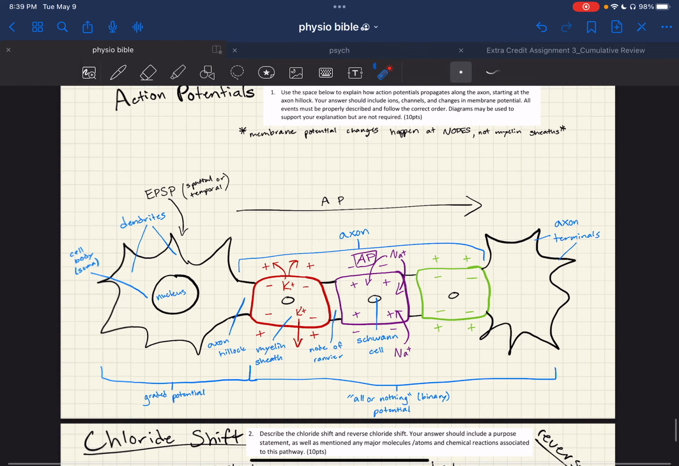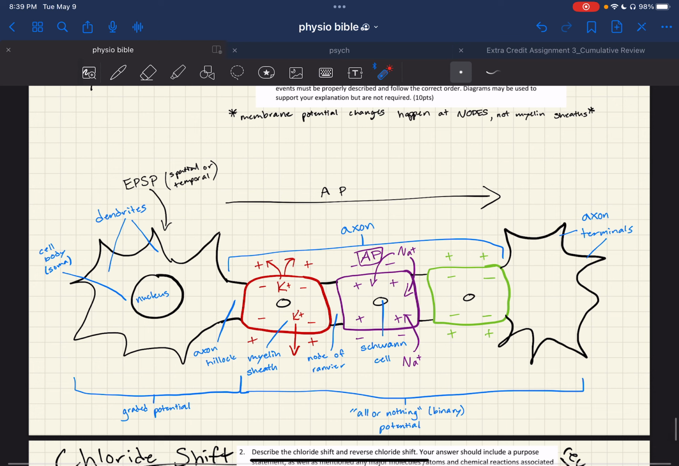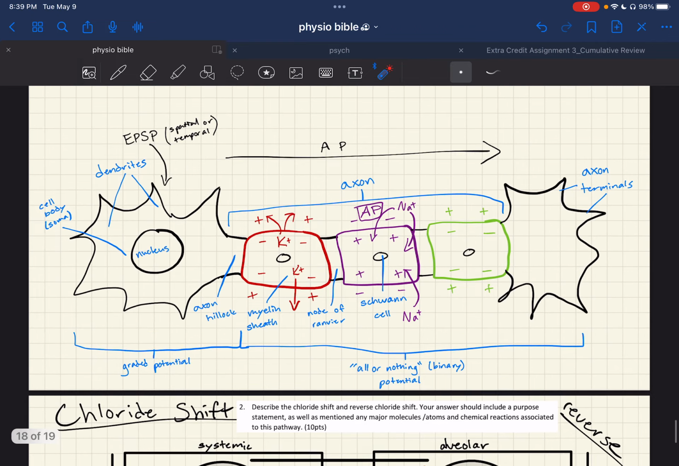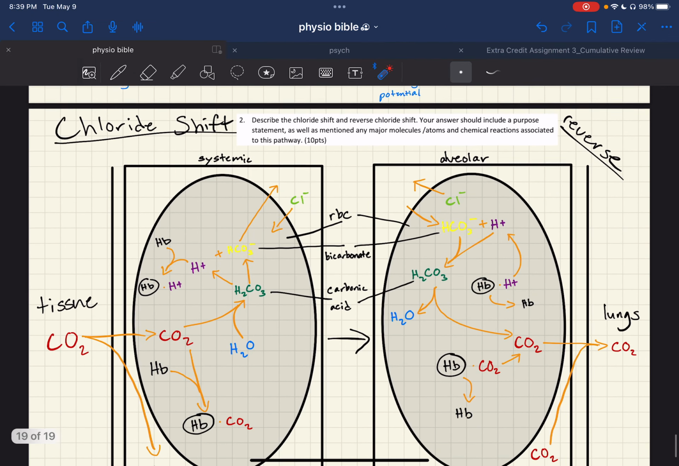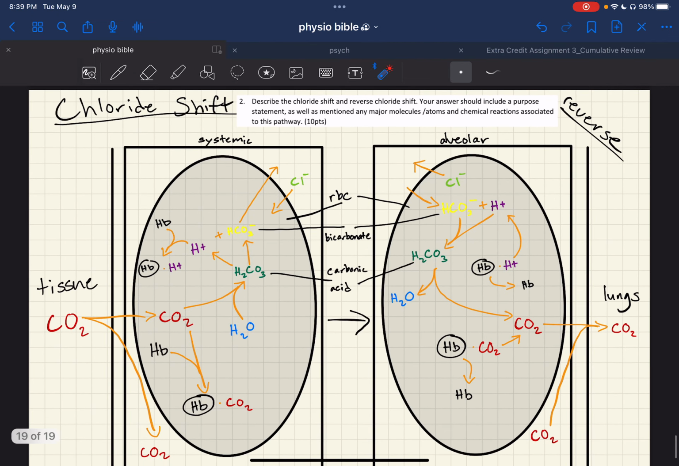through exocytosis. I couldn't remember what it's called for a moment. Exocytosis. There we go. Okay, and finally chloride shift.